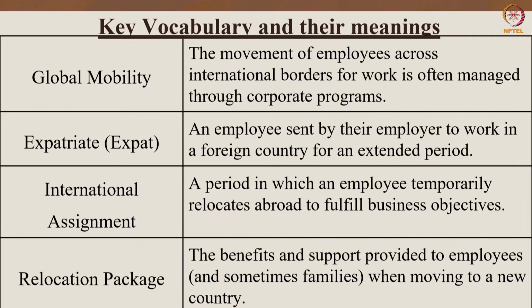Let's look at some key vocabulary and their meanings. So, we have global mobility, which means, as we all know, the movement of employees or professionals or even workers across international borders for work. And this is often managed through corporate programs. So, since our course is specific to business English communication, we are talking about global mobility in corporate situations, business situations. Expats. So, an expat is a person, an employee sent by their employer to work in a foreign country for an extended period.